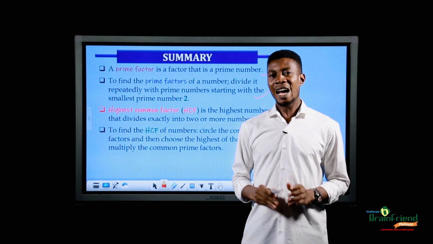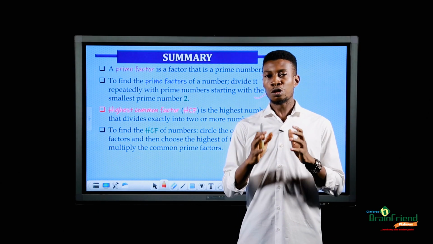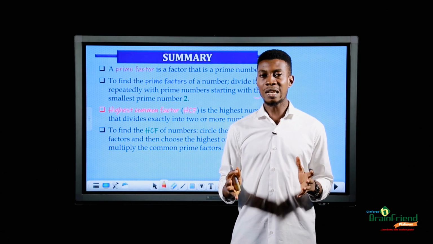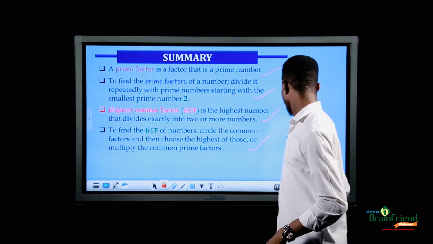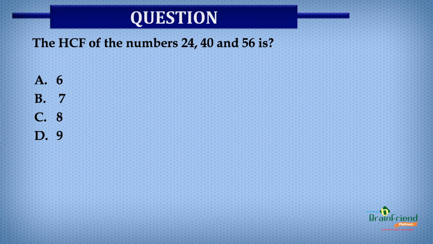Before you leave, I have a question for you just to see how well today's lesson has gone. Here is the question. The HCF of the numbers 24, 40, and 56 is A. 6, B. 7, C. 8, D. 9. The correct answer is option C, 8.